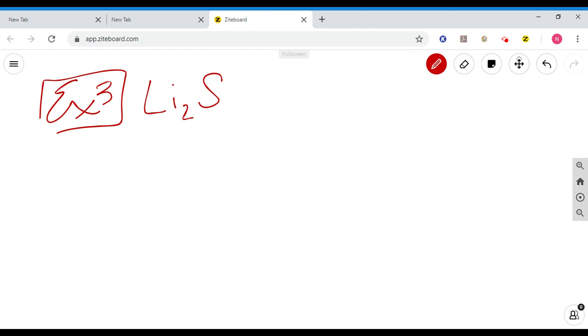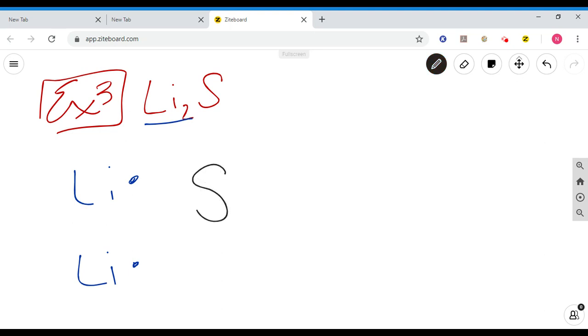So we have Li2S. Based off of the subscript 2, you should have drawn 2 lithiums. Now, some people get confused and they see the 2, and so they put 2 dots around lithium, but that is incorrect. You have to look at the periodic table. Lithium is in group 1, so therefore it has 1 valence electron. So this subscript just tells you how many you're drawing. It doesn't tell you the number of valence electrons.